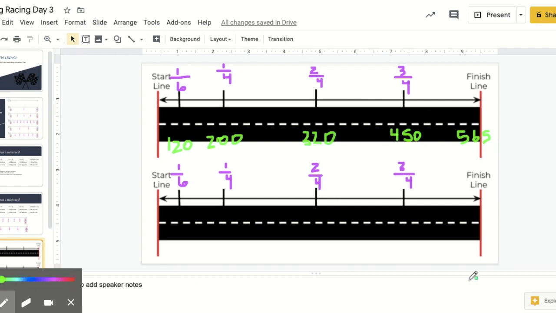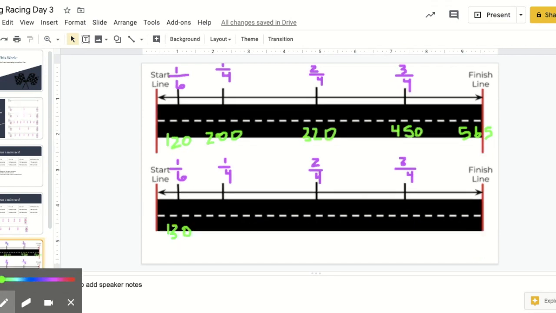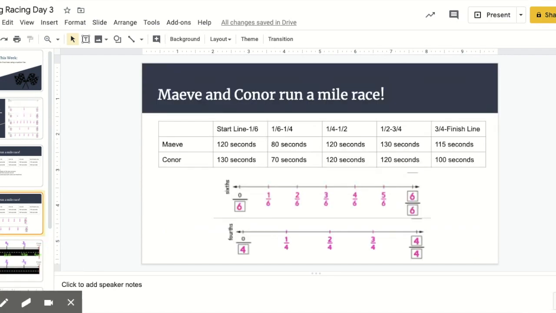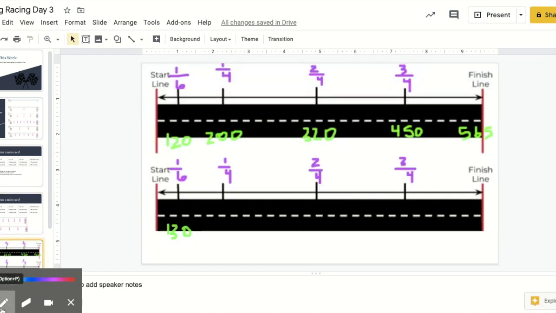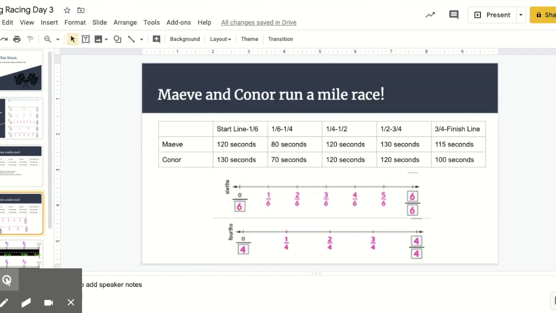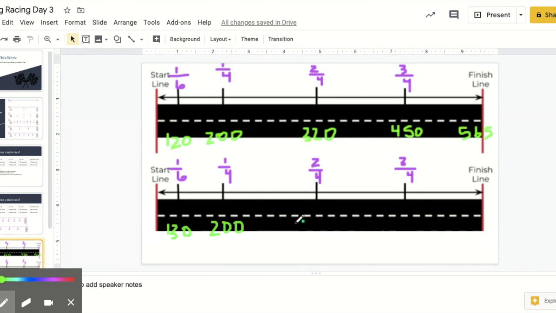Okay, now it's time to look at Connor's data. So Connor ran from the start line to 1/6 of a mile in 130 seconds. So I'm going to write 130 here. Then he ran 1/6 of a mile to 1/4 of a mile in 70 seconds. So I need to add 70 to 130, which is 200. Then he ran 1/4 of a mile to 2/4 of a mile, or 1/2 of a mile, in 120 seconds. So 200 plus 120 is 320.